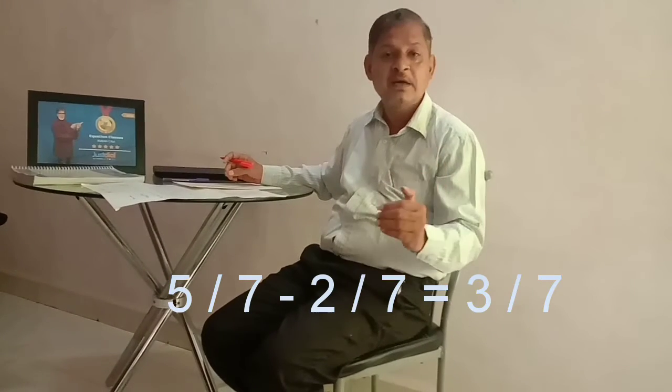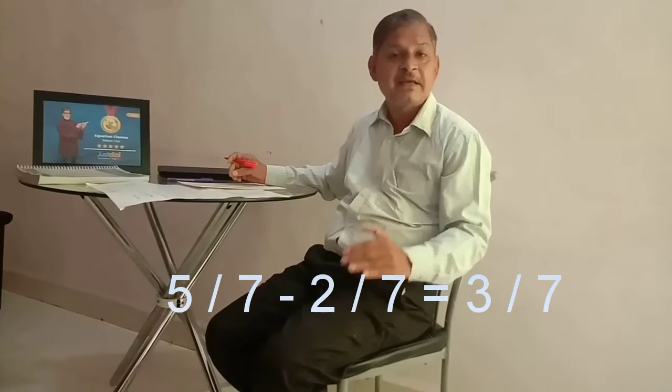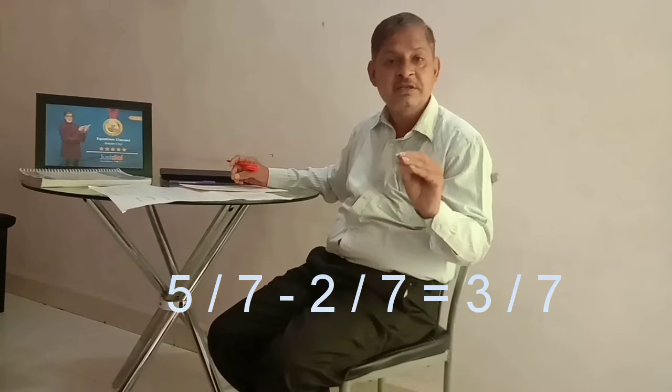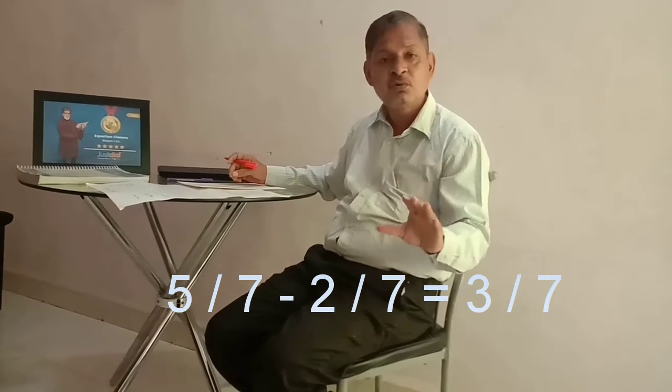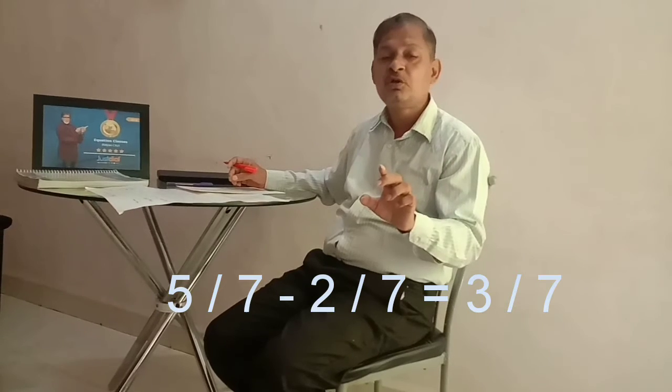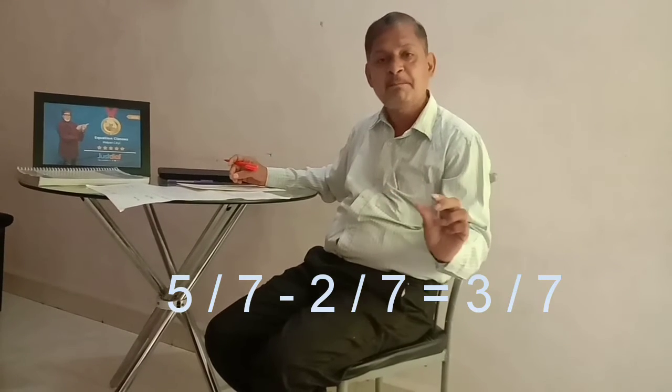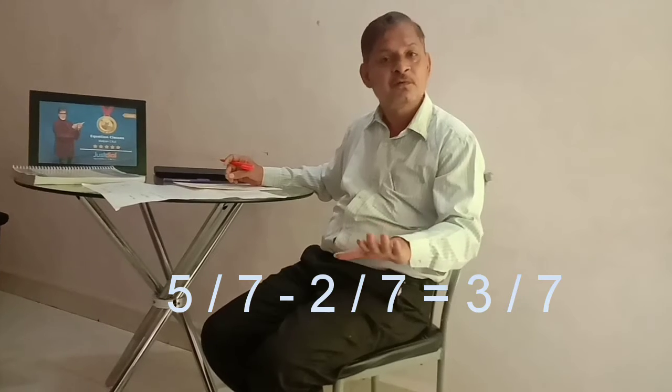In that case only. If we subtract 5 by 7 minus 2 by 7, the answer is 3 by 7. Here the denominator is the same. So when the denominators are the same, you just follow the rule: add the numerator part or subtract the numerator part and keep the denominator common for addition and subtraction of fractions.